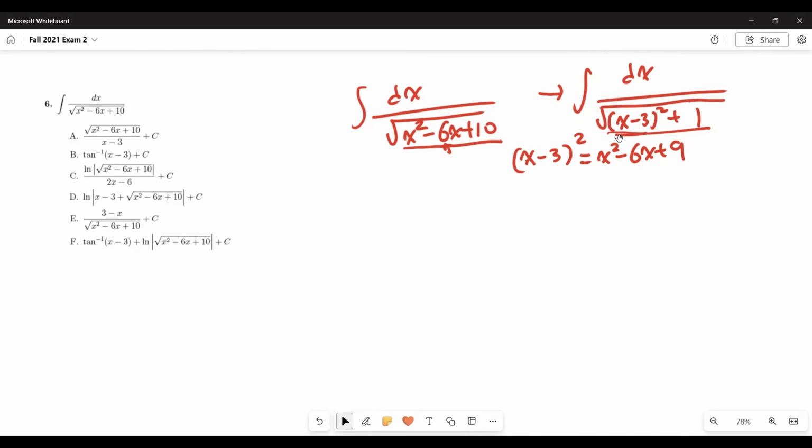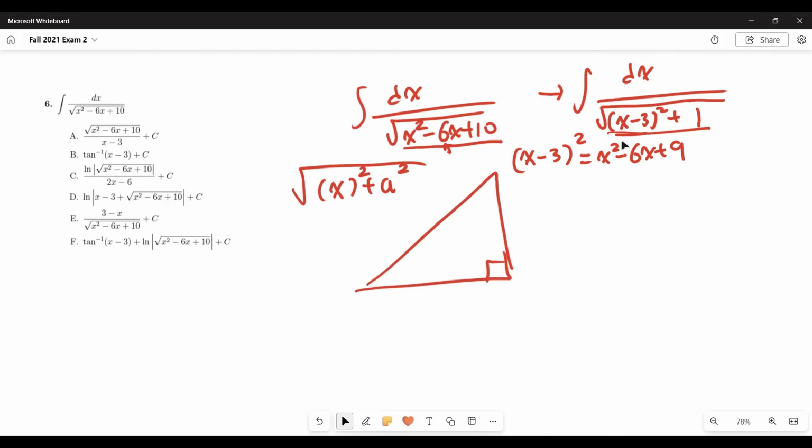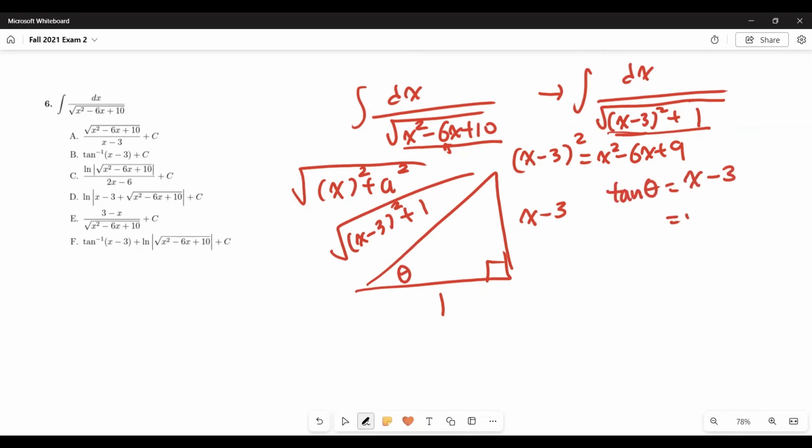And if you remember your form thing, if it's like x squared plus a squared, this just generally becomes like a tangent, but I will just show you how it works in this case. Just draw the triangle and draw like 1 and x minus 3, and this side will be the square root of x minus 3 squared plus 1 by the Pythagorean theorem. And this is theta, right? So tangent theta will be just x minus 3 in this case, and x will be just tangent theta plus 3, right?